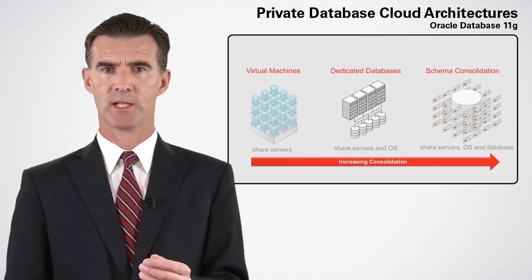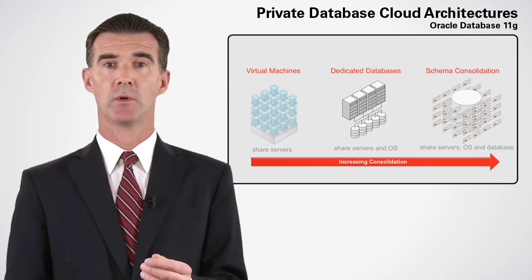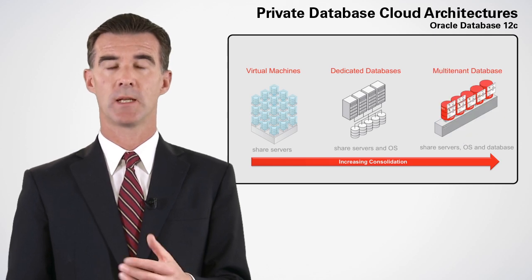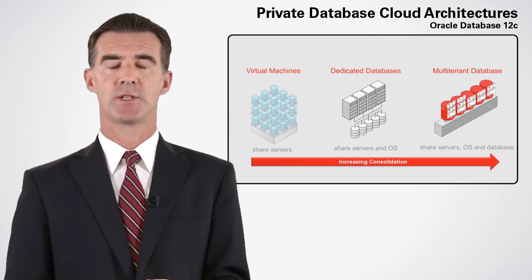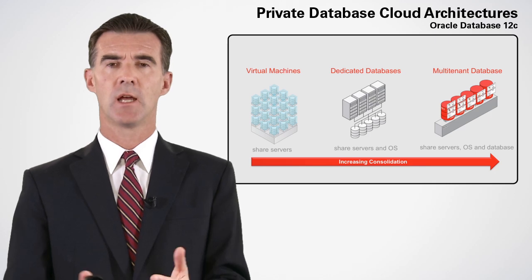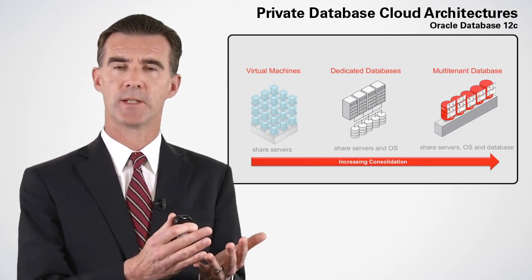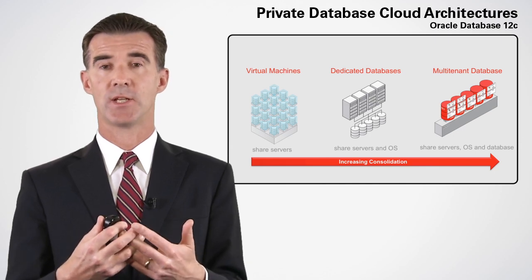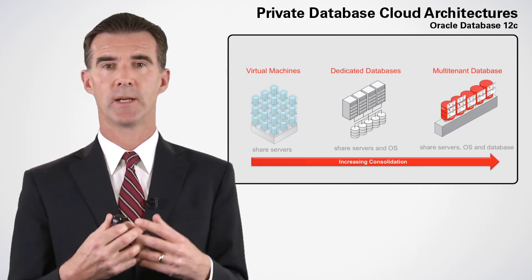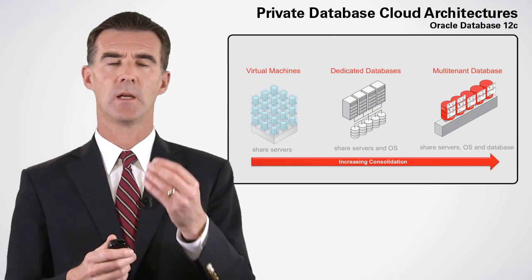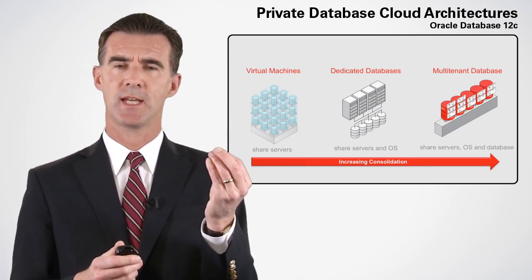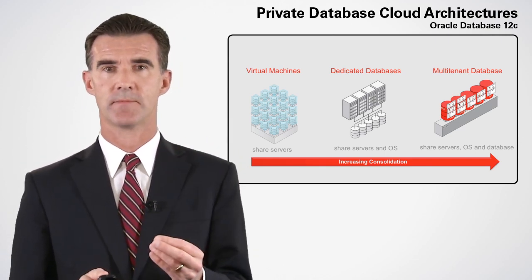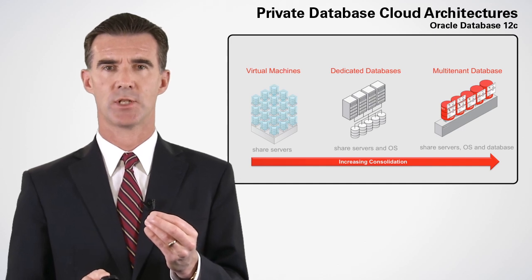Now, in Oracle Database 12c, we move to a new architecture, Oracle Multitenant, in which we take all the advantages of schema consolidation, but we eliminate all of the disadvantages. So we retain the flexibility to manage these environments individually, and we'll come to that in a little while. To do this, we've replaced the individual schemas with what we call pluggable databases. So this is the multitenant architecture.